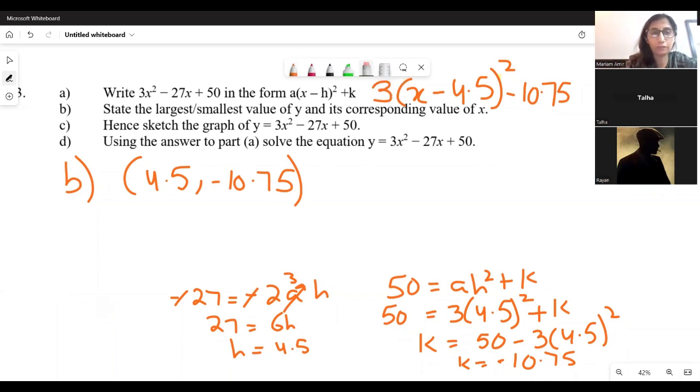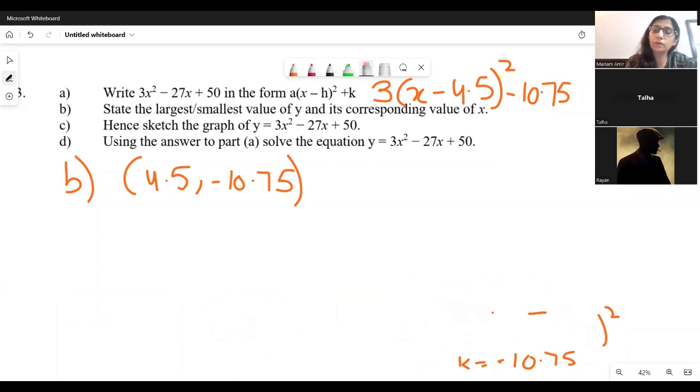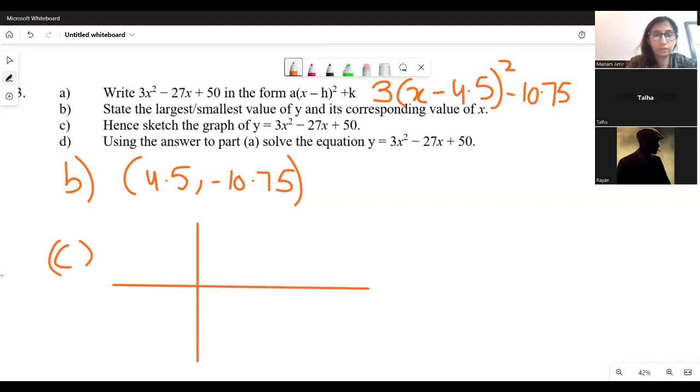Now in part C, we have to sketch this. So first, let's sketch the turning point and then see if it's going to be U or an upside down U. And then we'll take care of the rest. 4.5 is here, and minus 10.75 is here. So this is the coordinate of the turning point. Since the coefficient of x square is positive 3, it's going to be a U-shaped graph.